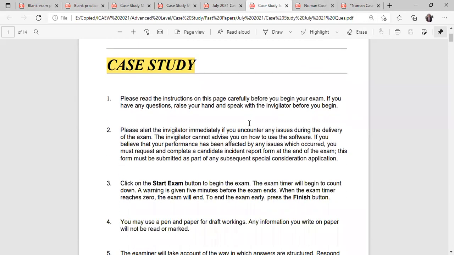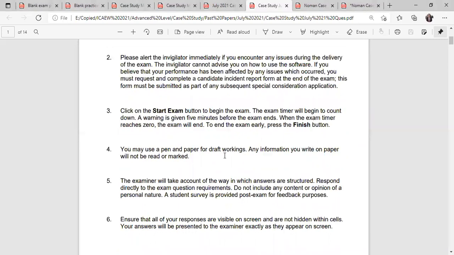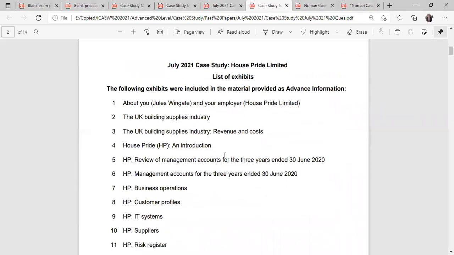These are some instructions. Normally these instructions are familiar, but to be on the safe side, it is advisable to read these instructions very carefully. So read these instructions and then start the exam.